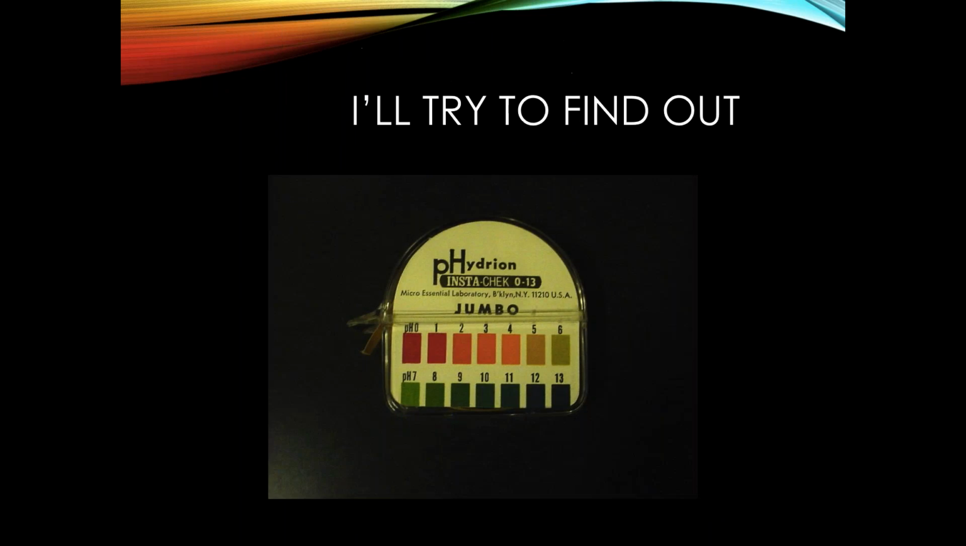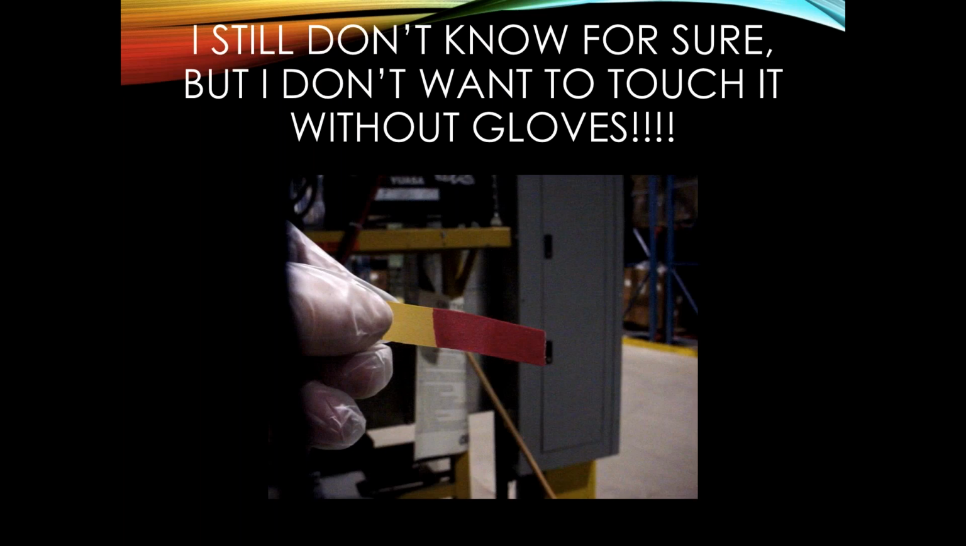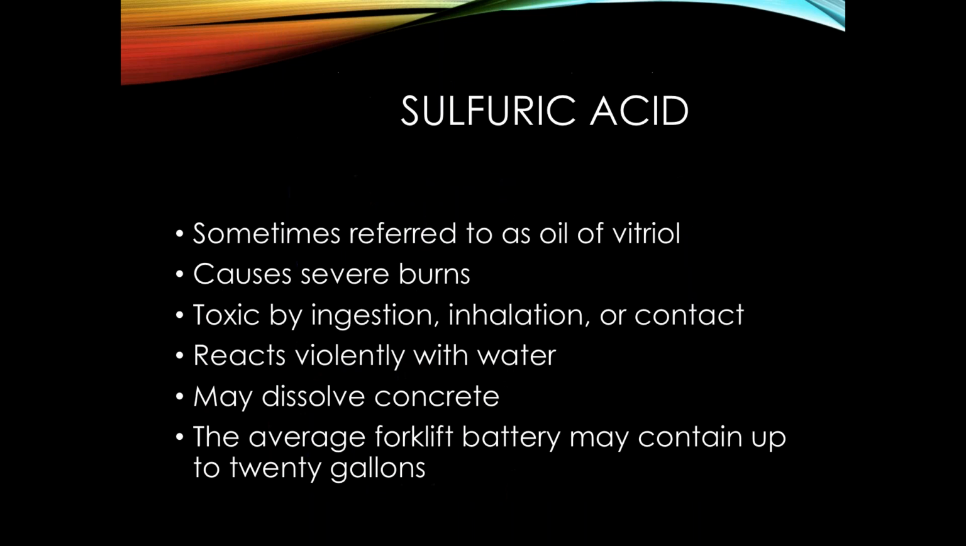We don't do anything with pH here, but looking at a pH scale, 7 is neutral, anything above 7 to 14 is alkaline, and anything below 7 is acidic. Green or dark green is alkaline and red is very acidic. We can tell you this is definitely an acid. Still don't know what this is, but we don't want to touch it without gloves. What you're finding is sulfuric acid, sometimes referred to as oil of vitriol, which causes severe burns. It's toxic by ingestion, inhalation, or contact. It reacts violently with water. It may dissolve concrete, and the average forklift battery may contain up to 20 gallons.